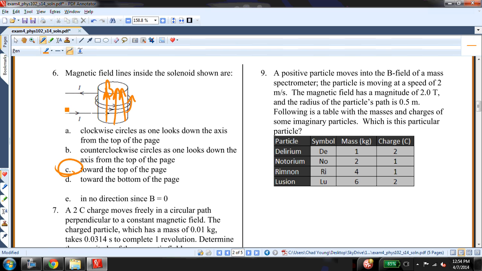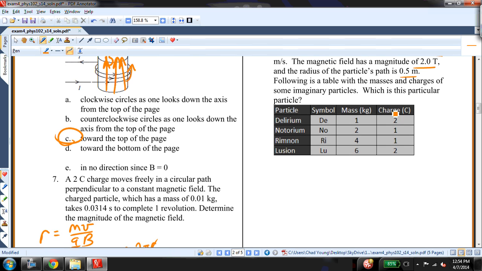Okay, this is a mass spectrometer. There's the velocity, magnetic field, and the radius. I want to know which of these imaginary particles. Well, R equals mv over qB. That's my cyclotron equation. I'm going to solve for the mass to charge ratio: RB over v.